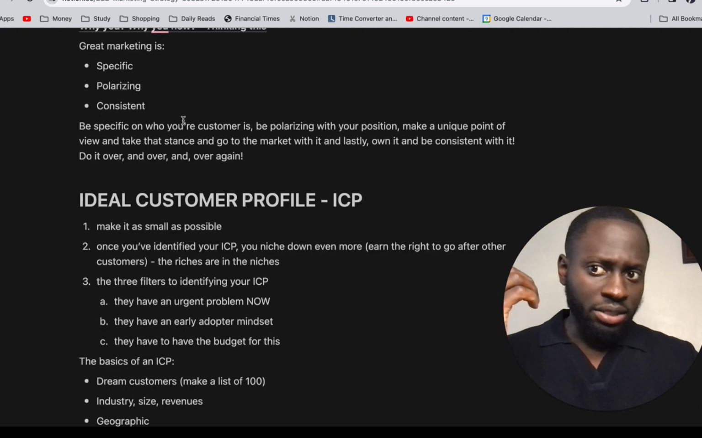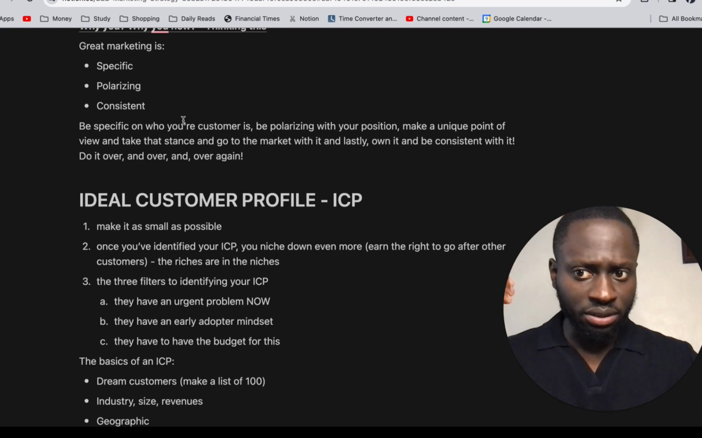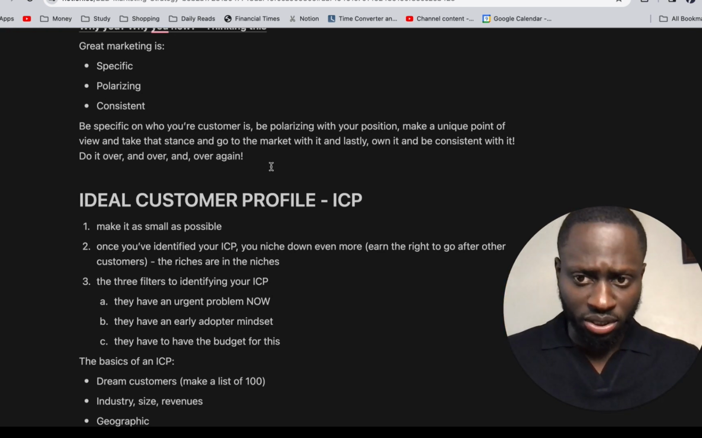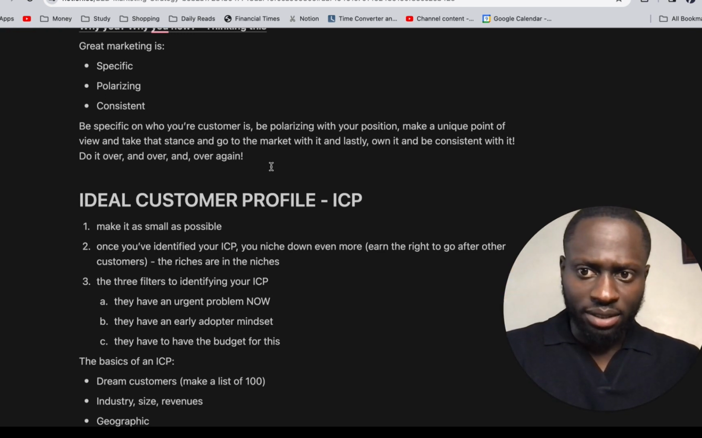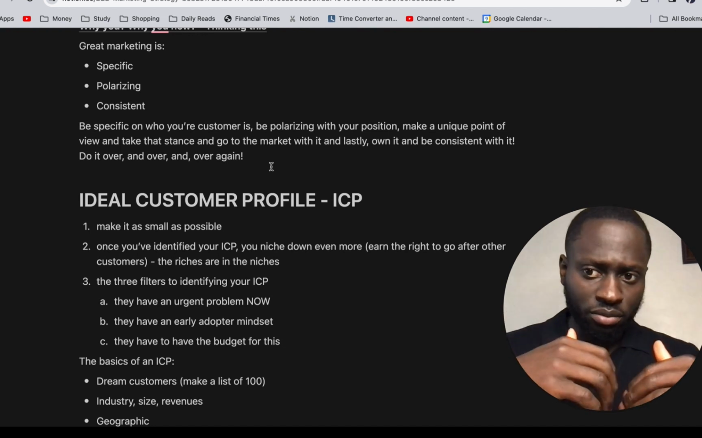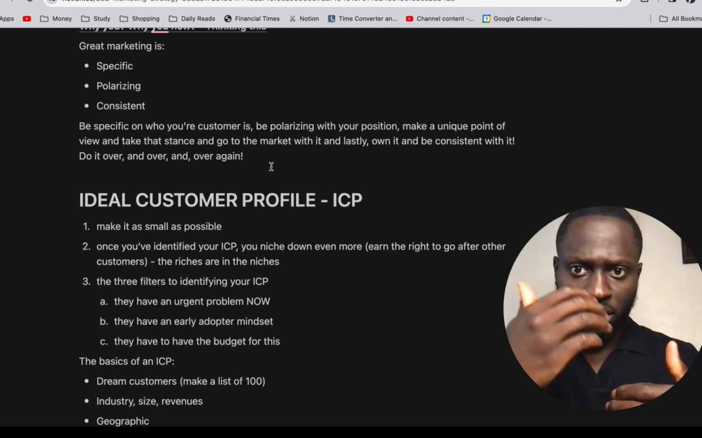Great marketing is being specific, polarizing, and consistent. You want to always make sure that your marketing is specific, polarizing, and consistent. Be specific on who your customer is. Be polarizing with your proposition. Make a unique point of view and take that stance and go to the market with it. And lastly, own it. Be consistent with it. And then rinse and repeat.